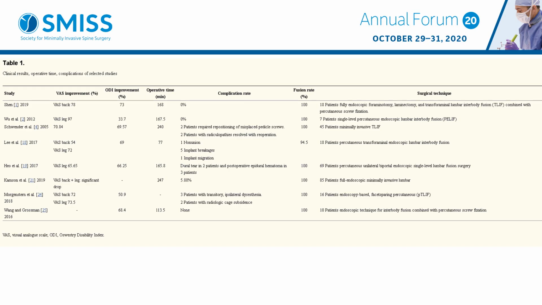and the improvements in VAS and ODI are significant. To summarize, I think endoscopic spine surgery today in 2020 is feasible, is being done around the world, and is very successful in the appropriately selected patient.